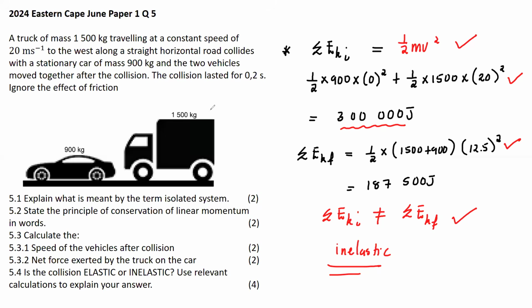Let me see some of the questions. Do we write if asked whether there's an increase or decrease? No, you just simply say it's inelastic. You just say that the kinetic energy before and after is not the same. Guys, the formula for kinetic energy is half mv squared: half m, mass of an object, velocity squared. All right, perfect.